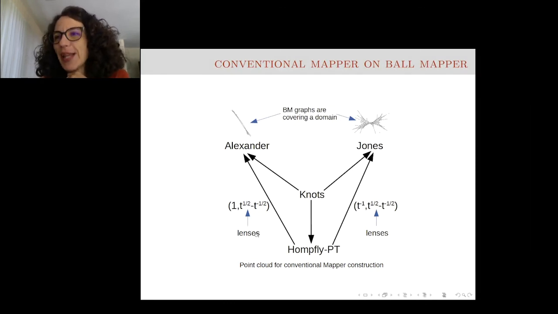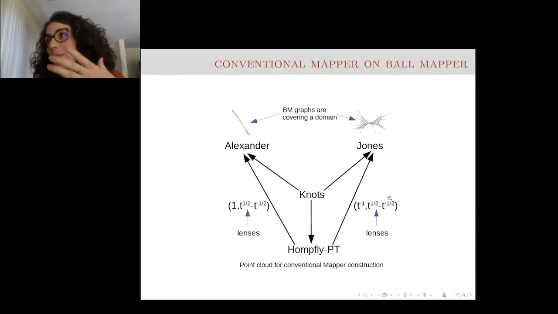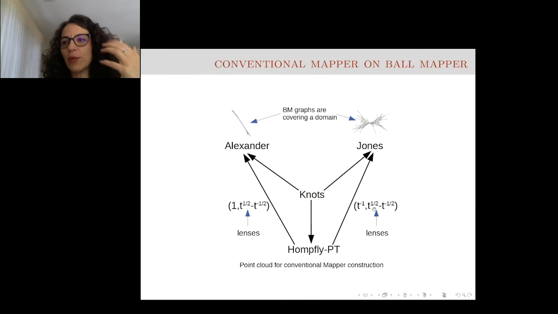to Renzo's question about the lens function. We know that specializing the variables of the HOMFLY-PT polynomial to 1 and the square root of t minus 1 over square root of t gives us the Alexander polynomial, and there's a similar one for the Jones polynomial. So we can actually use this as our lens function to get a covering map of the Jones data or Alexander data from the HOMFLY-PT, or it can be used to get a fiber, right? If we pick a cluster here, we can pull it back to the HOMFLY-PT data and see what we get.